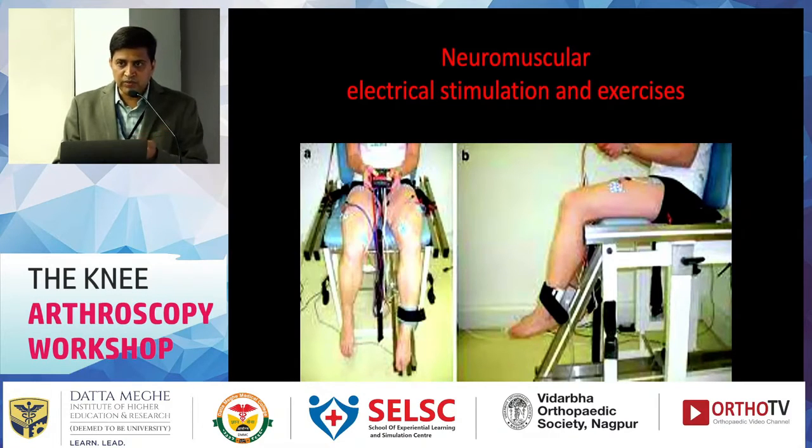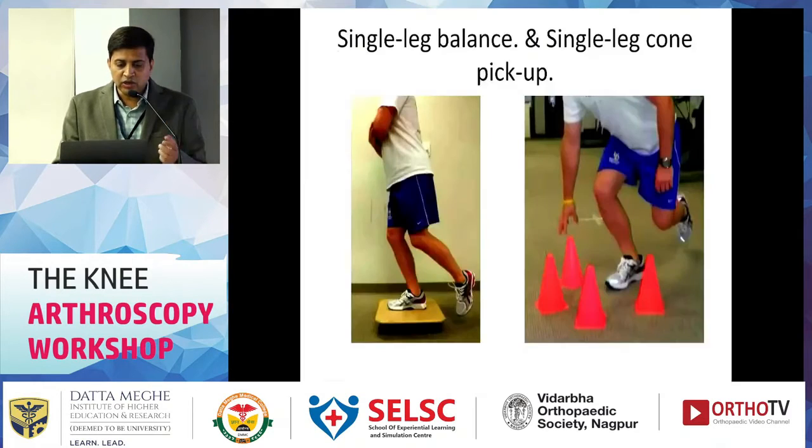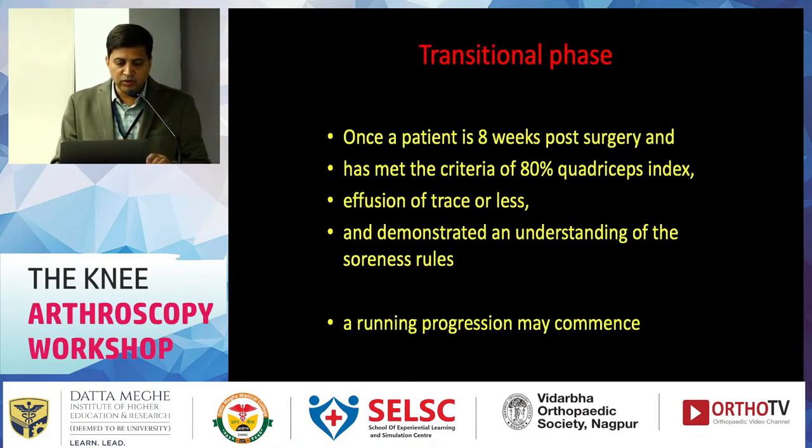if you are not able to get further range of movement. Sometimes you can certainly use these additional modalities. In the intermediate physiotherapy phase, you need to increase the quadriceps strength more and get more knee range of movement. Go for good balance and neuromuscular work, like single leg balances and single leg cone pickup. You can start these additional things in the intermediate phase, the later post-operative phase. Another milestone is to get good quadriceps strength compared to the other side. The patient should have a good gait pattern, which I think Asha will be covering, and a complete full range of motion.